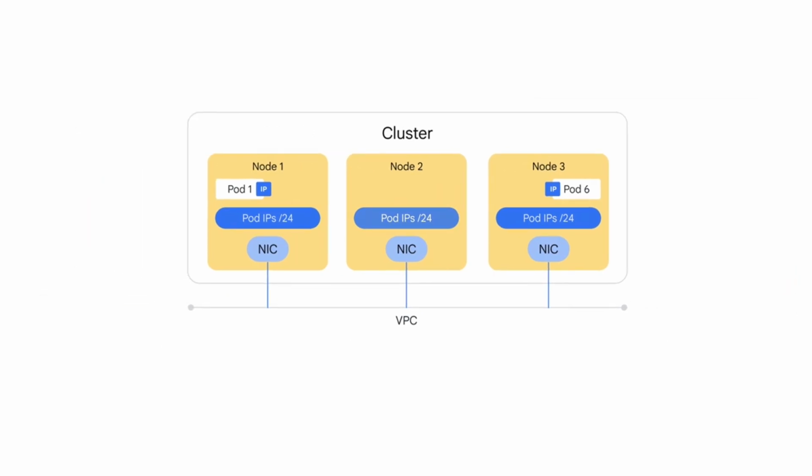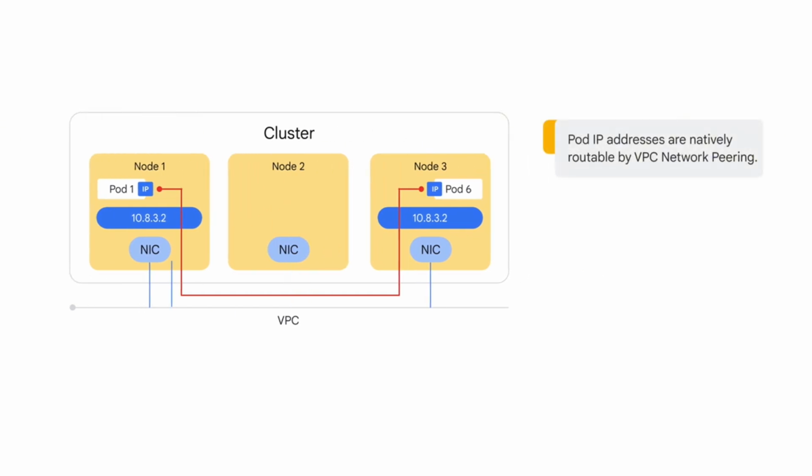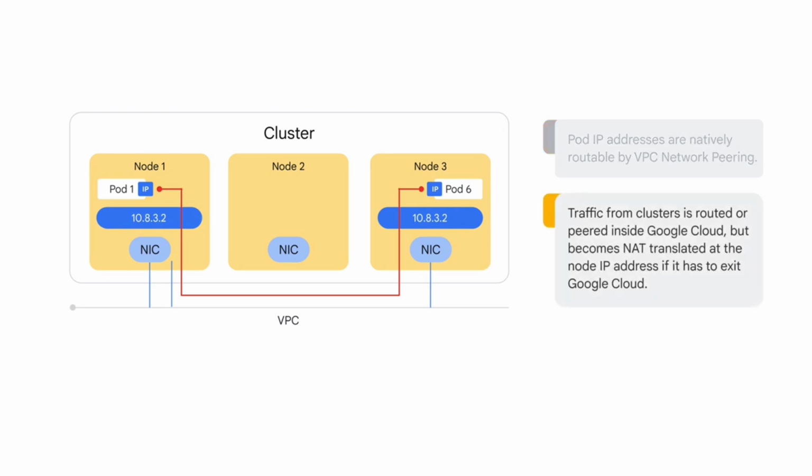Each node maintains a separate IP address space for its pods, which means the nodes don't need to perform network address translation on the pod IP addresses. Pods can directly connect to each other by using their native IP addresses. Pod IP addresses are natively routable within the cluster's VPC network and other VPC networks connected to it by VPC network peering. The traffic from clusters is routed or peered inside Google Cloud, but becomes NAT translated at the node IP address if it has to exit Google Cloud.